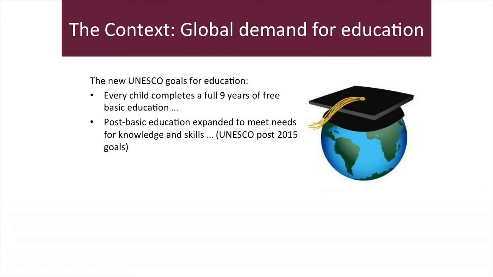And when we look at what that means, the new UNESCO goals for education, for example, if you remember, the Millennium Goals for education were education for all, every child having access to primary education in the world. Now, that was meant to be achieved by 2015, which is next year, and we're not going to make it. And yet, the new UNESCO goals for education for the next 15 years are every child completes a full 9 years of free basic education.